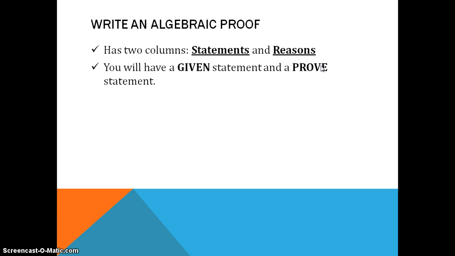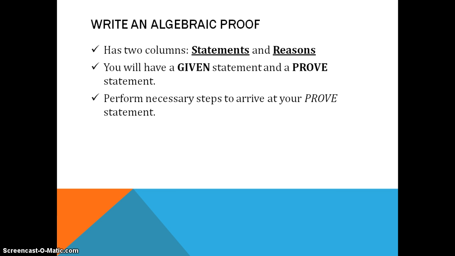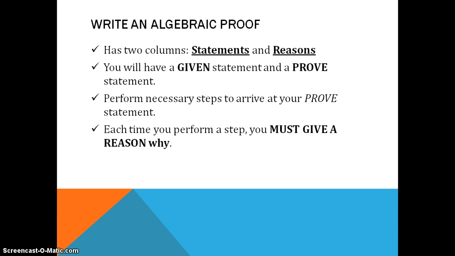For each proof, you will have a given statement and a proof statement. So in the ones that we've done up to this point, you only had a given statement. You're going to perform the necessary steps to arrive at your proof statement. Each time you perform a step, you must give a reason why. So just like what we were doing before. And then these reasons will go under the reasons column.